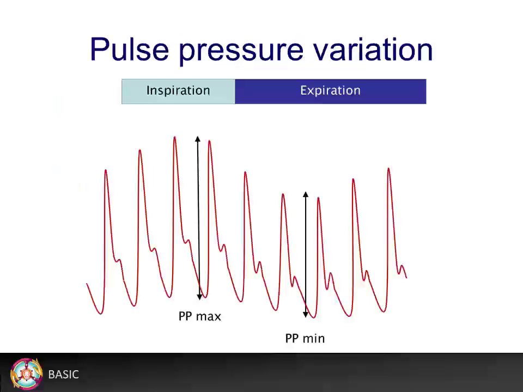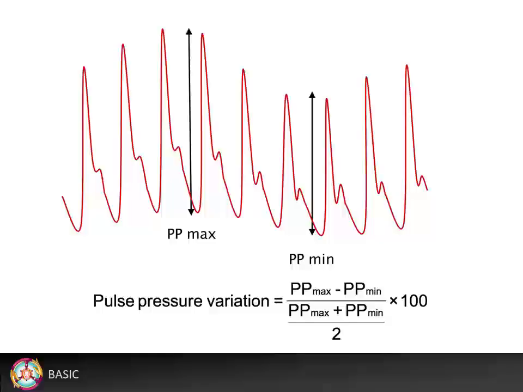Mechanical ventilation produces hemodynamic changes which are accentuated in hypovolemic patients. These changes are manifested as changes in pulse pressure, which is systolic pressure minus diastolic pressure, with different phases of ventilation. The magnitude of changes in pulse pressure can give a guide to the likelihood the patient will respond to a fluid bolus. Pulse pressure variation is calculated by subtracting the minimum pulse pressure from the maximum pulse pressure, dividing by the mean of maximum and minimum, and then multiplying by 100 to obtain a percentage.